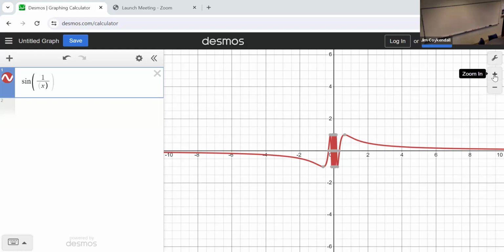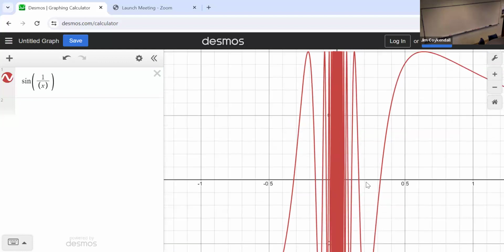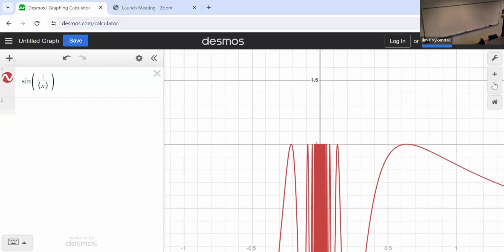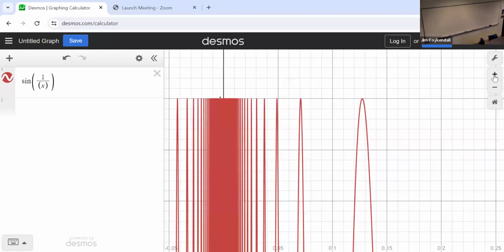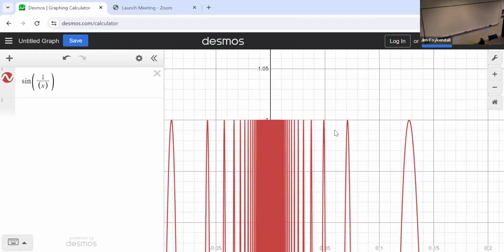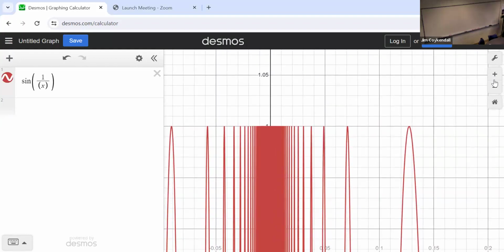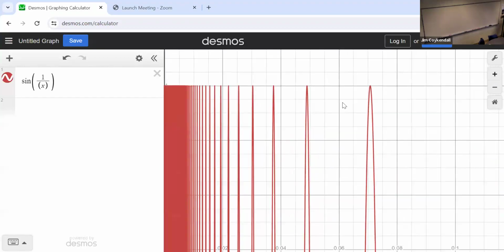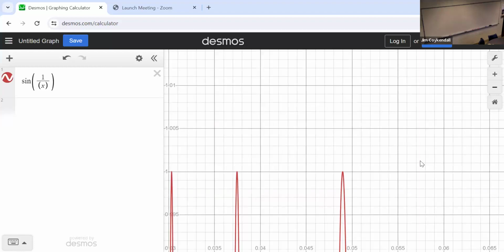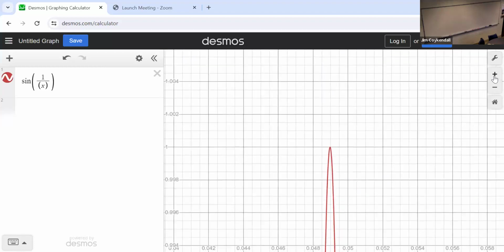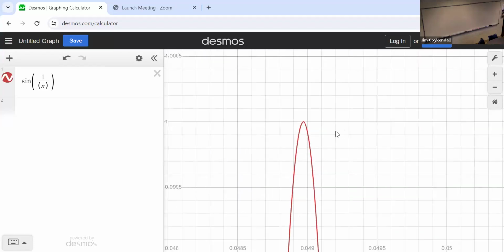Let's blow this up. Let's get in closer. As you get in closer, you can see there's peaks at the top of these waves, right? And the waves are getting closer and closer together. Well, let's just pick any one. I'm going to try to center in on the top of the wave here. Let's get closer to it. This is the top of the wave.